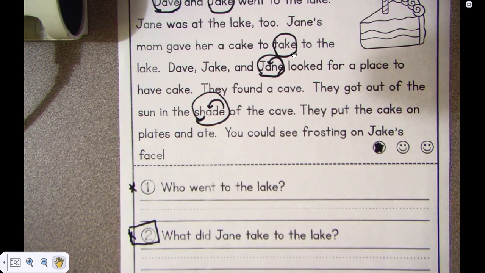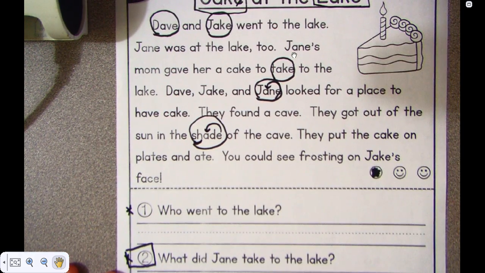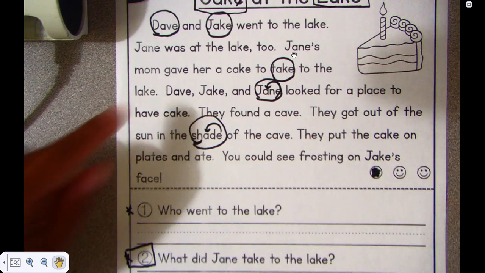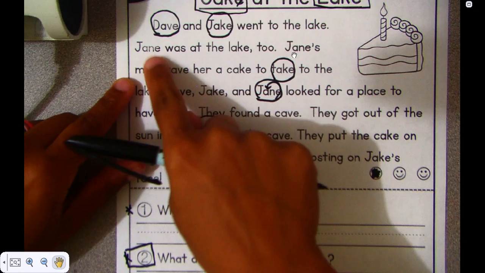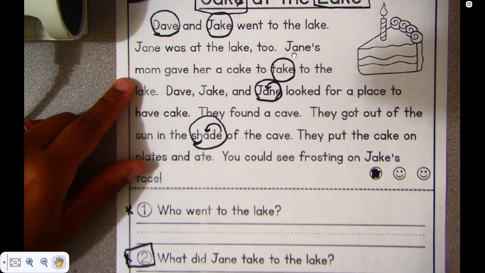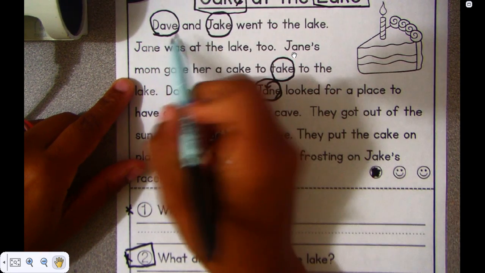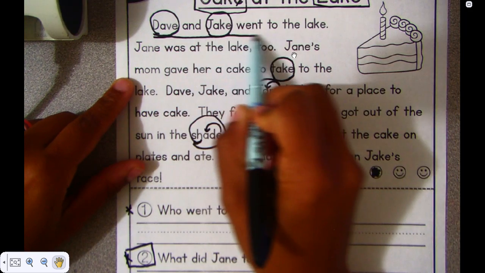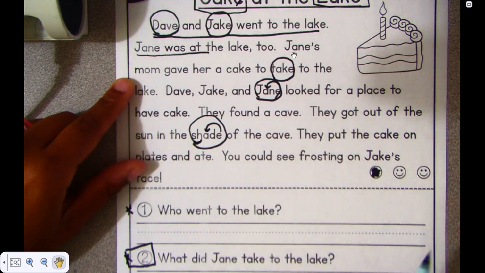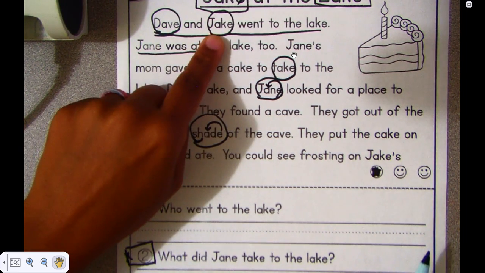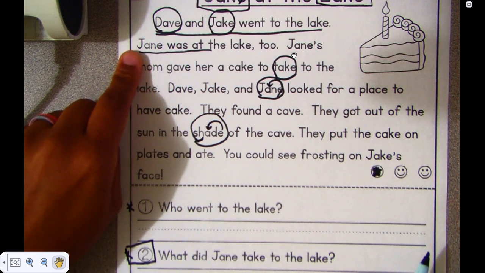So number 1, who went to the lake? Well, let's go back in the passage and let's check. Dave and Jane went to the lake. Jane was at the lake too. So I have Dave and Jane went to the lake, but I also have Jane there as well. So Dave and Jake seem to go together and Jane is already there.